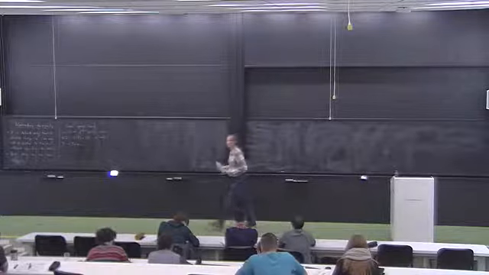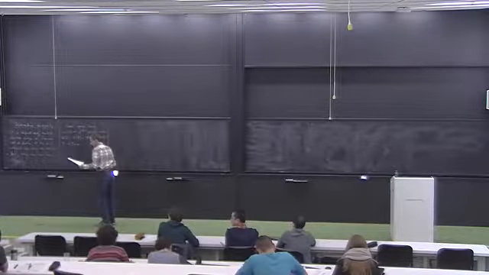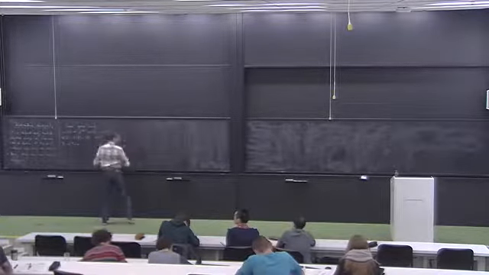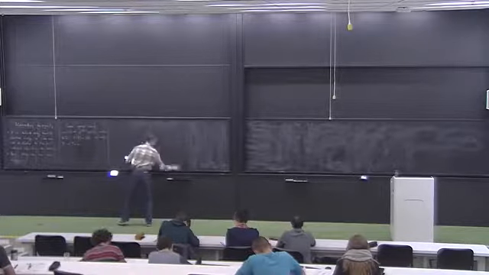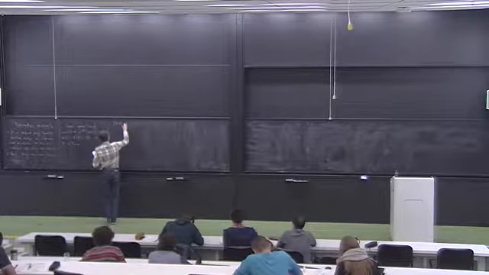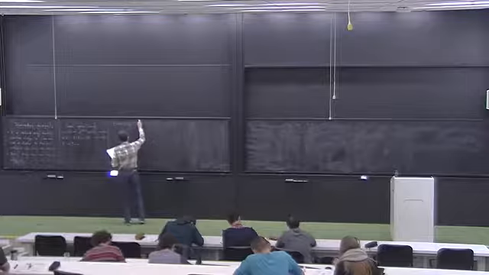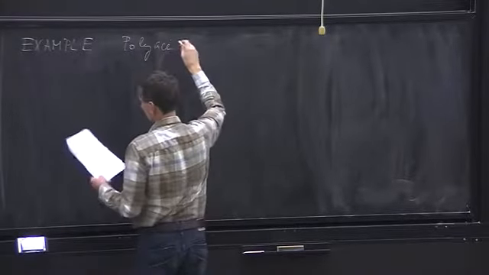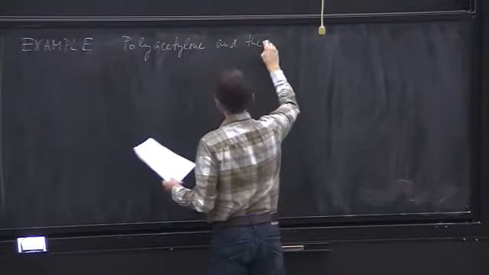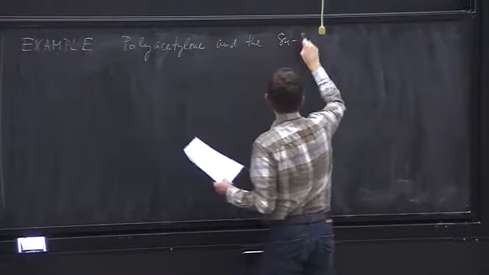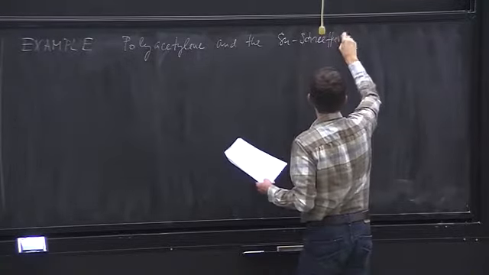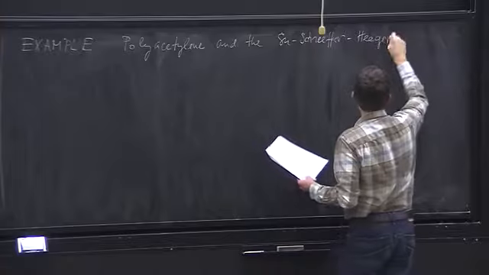Are there any questions about this or anything that we discussed last time? So let me proceed to the example of a 1D system where this physics plays out. And the example goes under the name of polyacetylene, and the Su-Schrieffer-Heeger model.